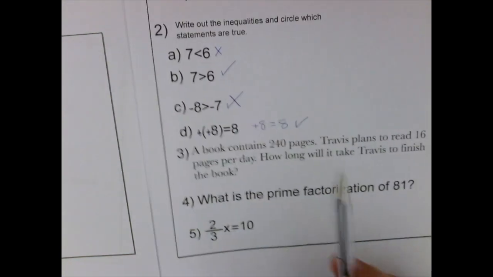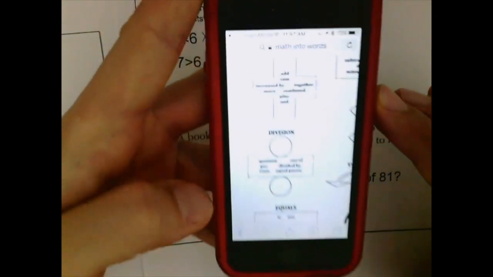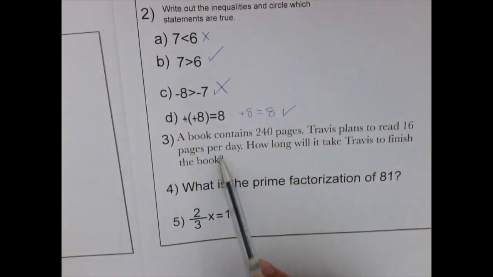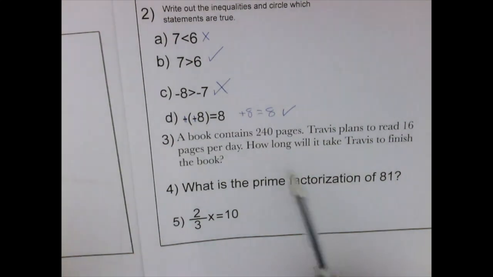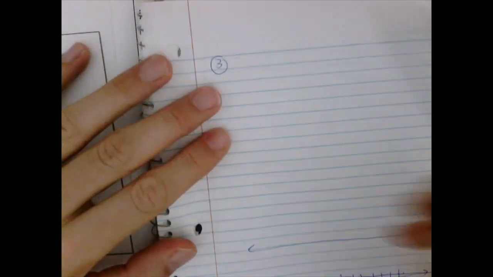A book contains 240 pages. Travis plans to read 16 pages per day. How long will it take Travis to finish the book? So what are our important words here? Well, if we think back to our math in the words paper, we can see that the word per is in this problem. Also think about what the question is asking. How long will it take Travis to finish the book? Since per means divide, we're going to go ahead and divide.